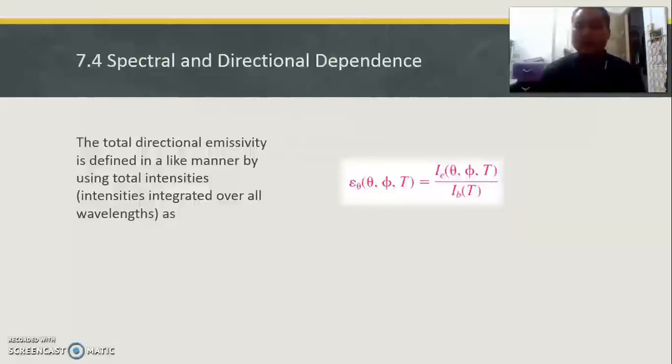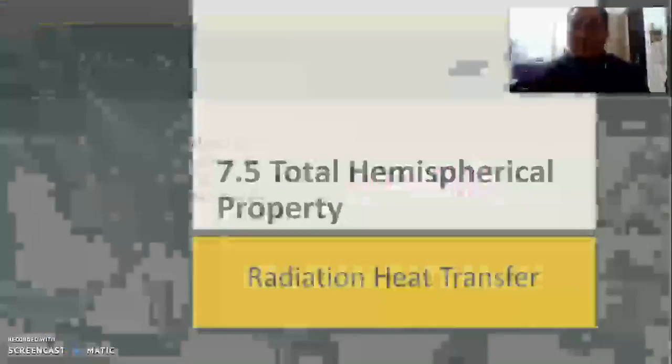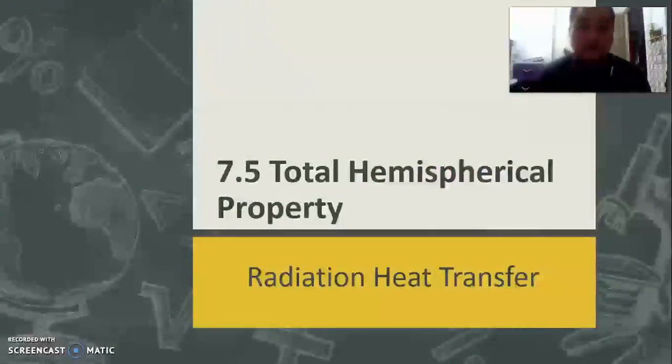The total directional emissivity is defined in a like manner by using total intensities, as in this formula, Ie over Ib. In practice, it is usually more convenient to work with radiation properties averaged over all directions, called hemispherical properties. That is our next topic, 7.5, total hemispherical property.